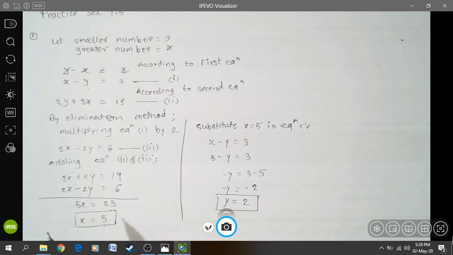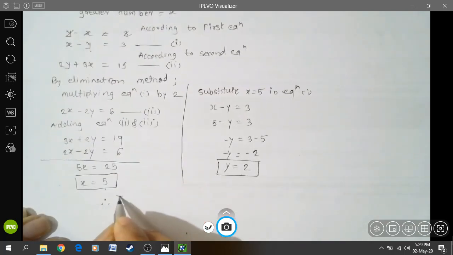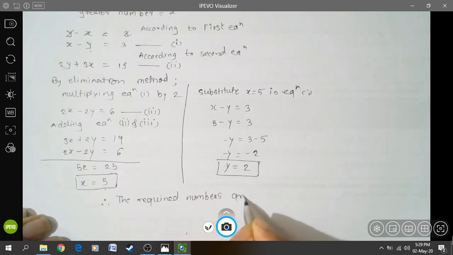the sum of twice the smaller number, which is 2, twice the smaller means 2 into 2, 4, plus 5 into 3, thrice the greater number, 15. 15 plus 4 is equal to 19. That's why our numbers are correct. So the required numbers are 5 and 2. This is the answering statement you need to write to get your full marks. The required numbers are 5 and 2.